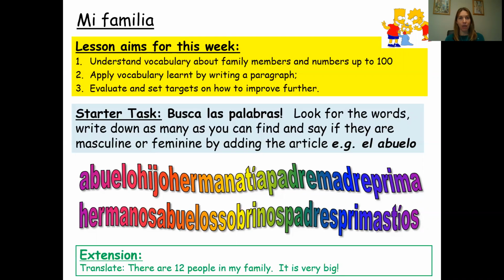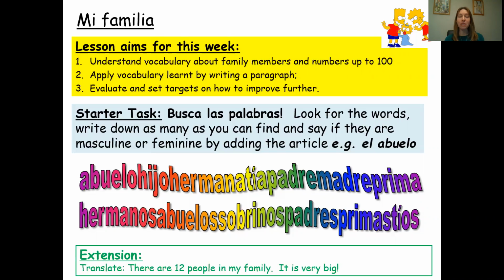So you may have noticed when we looked at these family words last lesson, nouns that end in O, generally speaking, are masculine, particularly if they're nouns referring to people, males. Likewise, if they are feminine, they're likely to end in A. This isn't always the case, but normally it is. So the articles you'll be using are either el or la, okay?